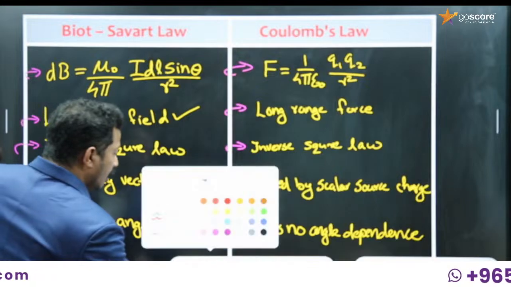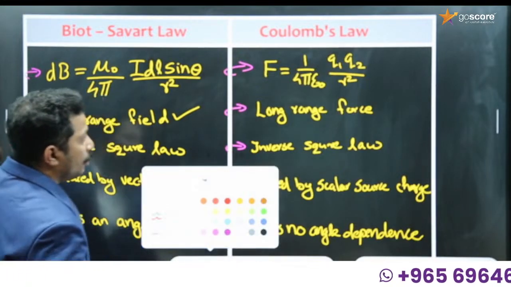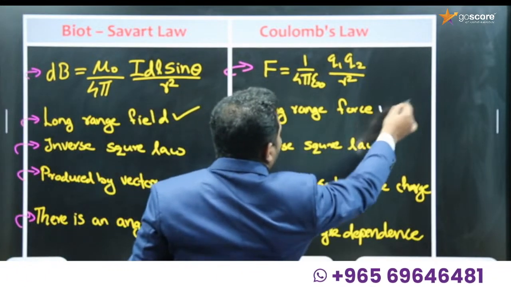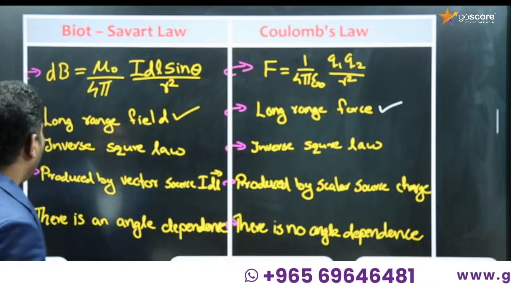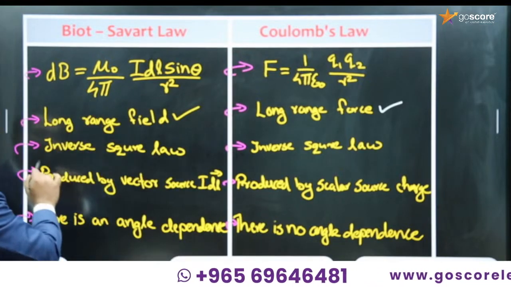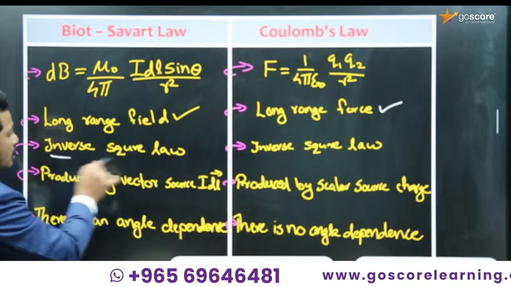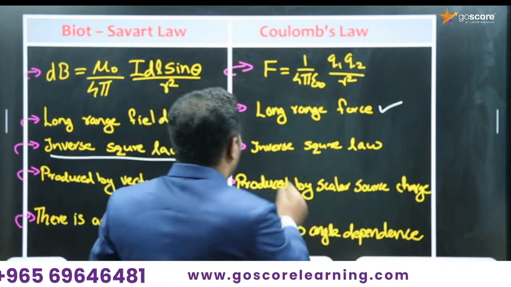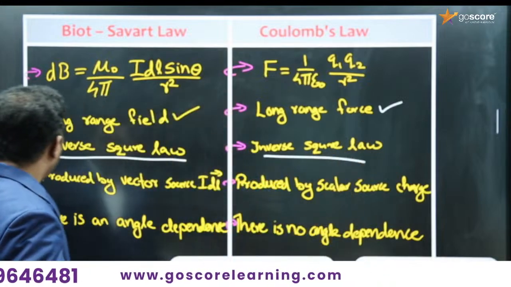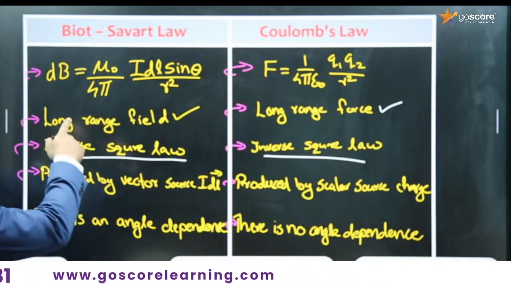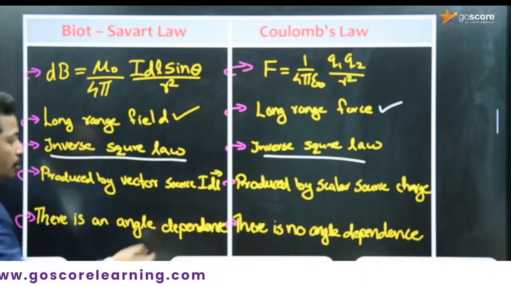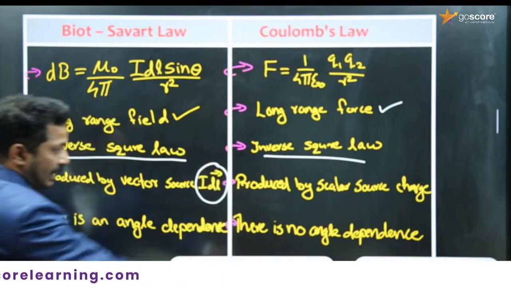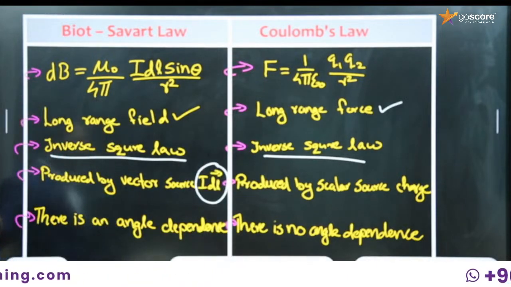And what about Coulomb force? It is a long range force. So here we have the comparison. I stated earlier that Coulomb's law and Biot-Savart law are both inverse square laws. Then in Biot-Savart law, the magnetic field is produced due to a vector source, the current element IDL.